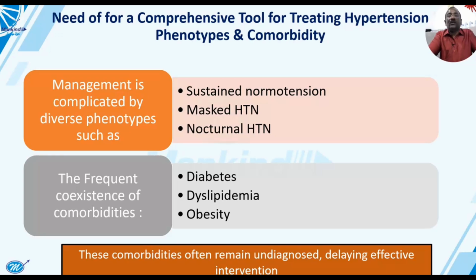So there is a need for a comprehensive tool for treating hypertension phenotypes and comorbidity. Management is complicated by the diverse phenotypes. Sustained normotension means the BP is normal in the chamber, outside the chamber, daytime, nighttime, etc. Masked hypertension, what do you mean by masked hypertension? They are normotensive in front of you in the chamber, but they are hypertensive outside the chamber, at home, maybe because of the spouse factor, maybe the son factor, maybe the daughter factor, maybe in-laws factors, etc. They are hypertensive at home, but normotensive in the chamber.